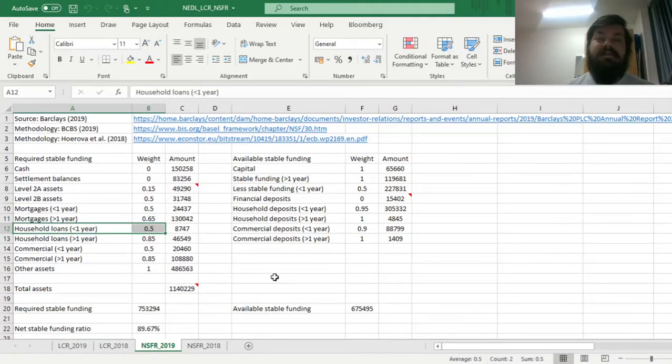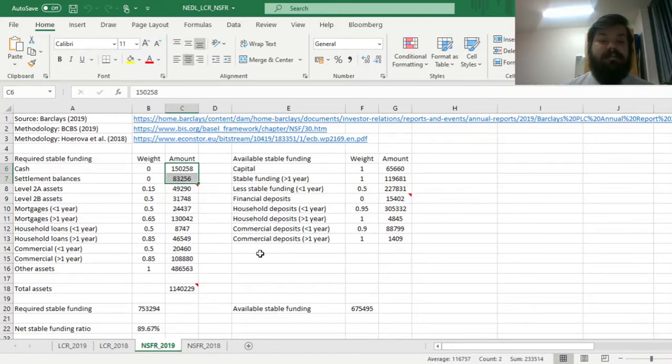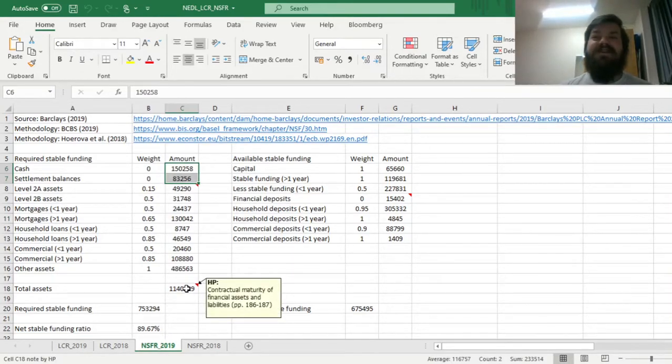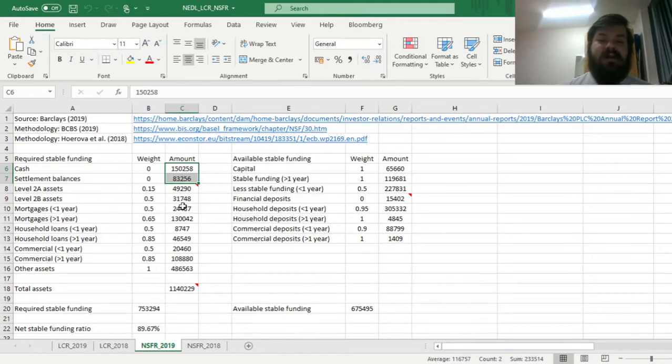While household loans, those are credit card loans, consumer credit, and so on and so forth, and commercial loans, which are basically wholesale loans to non-financial corporations, are weighted at 50% and 85% respectively for short-term maturities and longer-term maturities as well. And here you might ask, well, how do you get these items from your bank's publicly available disclosure? Well, these are simple. Those can be obtained from the contractual maturity of financial assets and liabilities section of your bank's disclosure. Sometimes it's also referred to as maturity analysis of assets and liabilities. So this is quite straightforward.